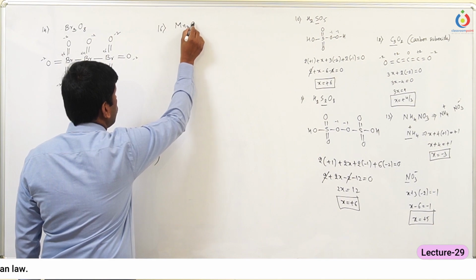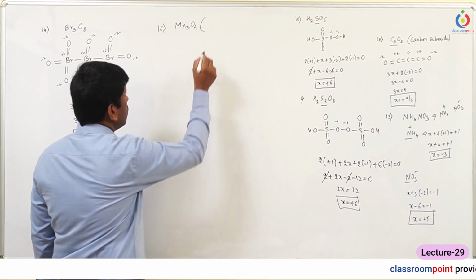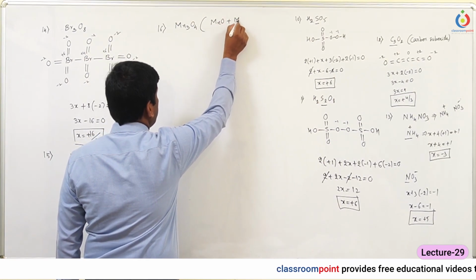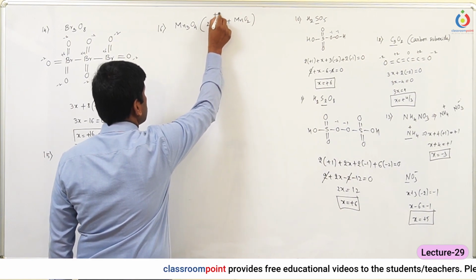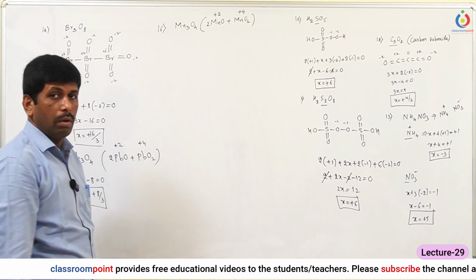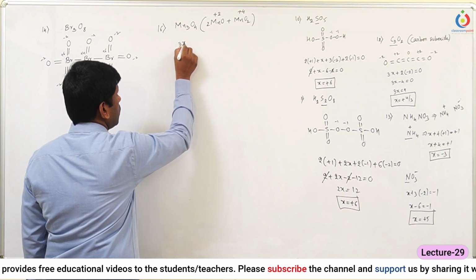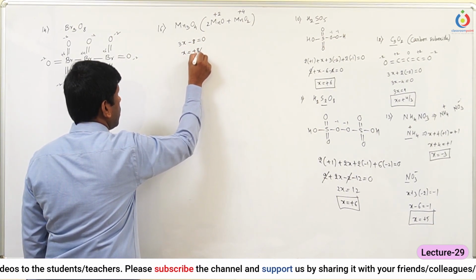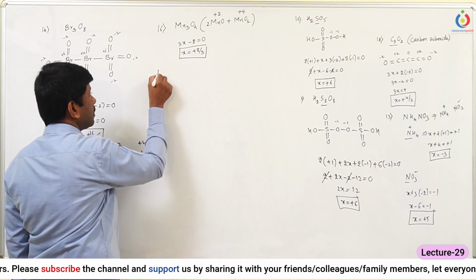Similarly, Mn3O4. This also exists in a similar form: manganese oxide plus MnO2. Here manganese oxidation state is plus 2, here plus 4. But if you take the average oxidation state, 3x minus 8 equals 0, x equals plus 8 by 3 is the average oxidation state of every manganese.